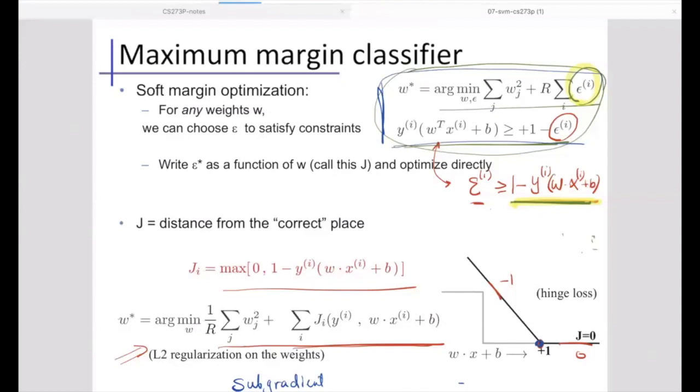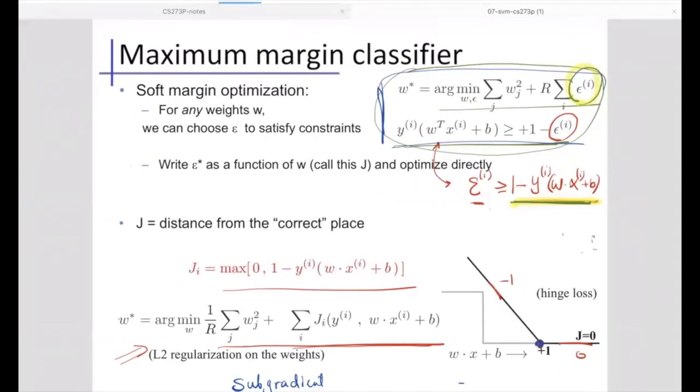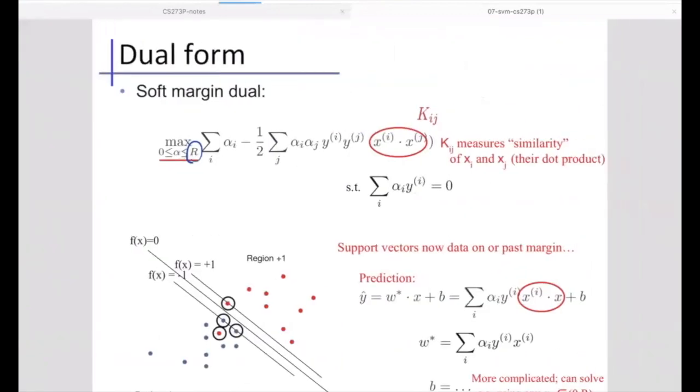What does the dual form look like? So in fact, the dual form looks very similar to the previous one. The only difference here is you constrain the Lagrangian multiplier not only to be non-negative, but also upper bounded by this regularization parameter alpha, R. And then this is the dual form of this soft margin problem here.